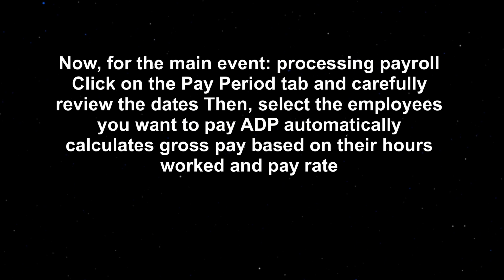Click on the Pay Period tab and carefully review the dates. Then, select the employees you want to pay. ADP automatically calculates gross pay based on their hours worked and pay rate.